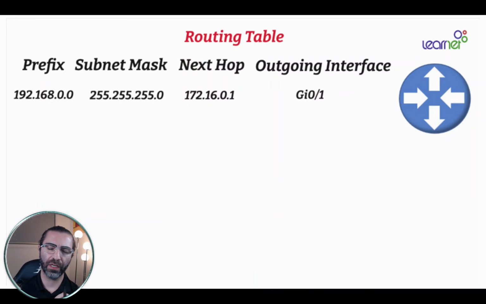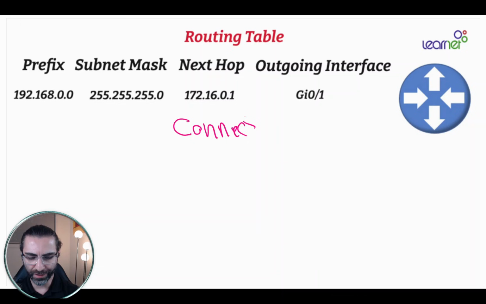A question may have come to your mind. How do these entries get populated in the routing table? Basically, there are three sources that can enter routes in the routing tables. The first one is connected routes, or we have three types of routes basically. Connected routes are the networks that are directly connected to the router.